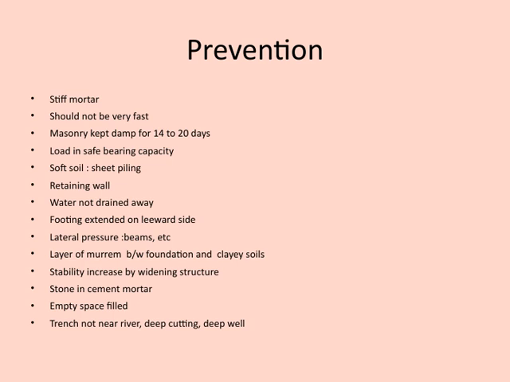For retaining walls, it's crucial to manage water drainage effectively, because water not drained away can increase pressure and compromise the wall's integrity. Sometimes, extending the footing on the leeward side helps counteract lateral forces, especially in windy or slope conditions. To handle lateral pressure, reinforcements such as beams can be incorporated into the design. Additionally, placing a layer of mortar between the foundation and clayey soils can improve stability by creating a better interface and reducing settlement issues. Increasing stability can also be achieved by widening the structure itself, distributing loads more effectively.